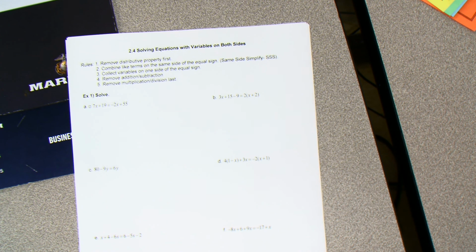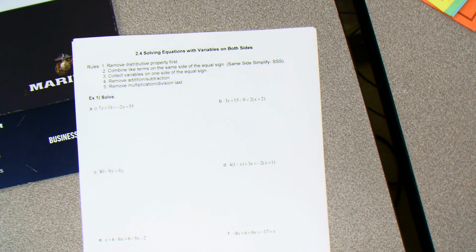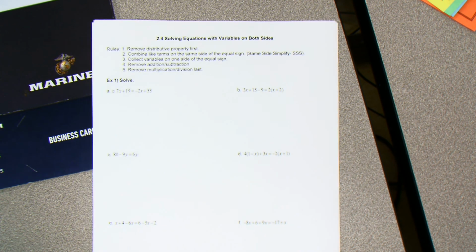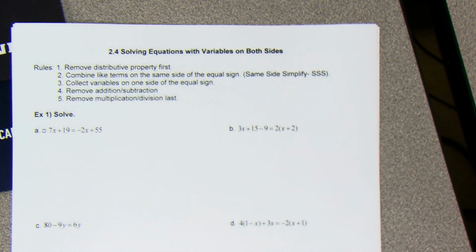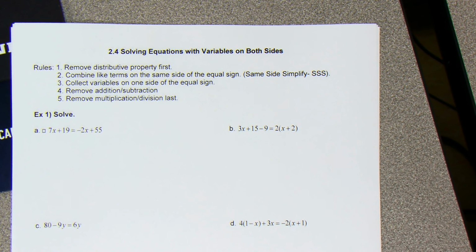We are solving equations with variables on both sides of the equal sign. Today we are going to be solving equations with variables on both sides of the equal sign. Similar to the rest of the lessons from this unit, we have some rules at the top that tell us what order we are supposed to do things in.